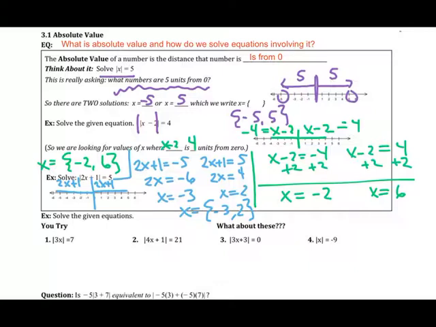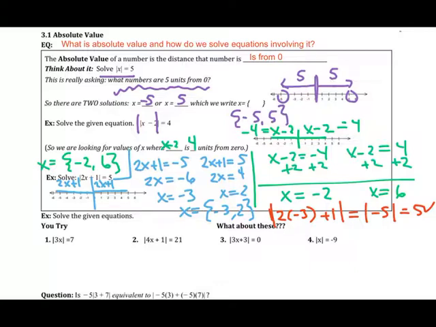Here's something that's cool about absolute value. We can actually check and make sure that our answers are right. So let's plug in negative 3. The absolute value of 2 times negative 3 plus 1. Well, 2 times negative 3 is negative 6. Negative 6 plus 1 is negative 5. And the absolute value of negative 5 is 5. So we're right. Similarly, we could plug in 2.